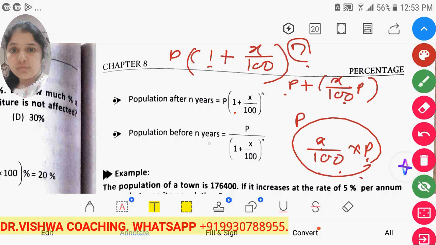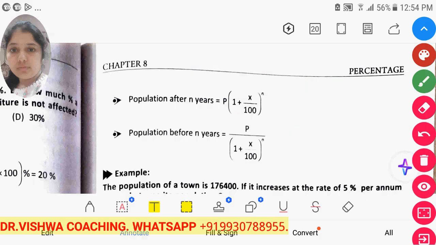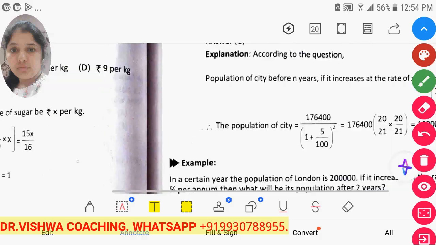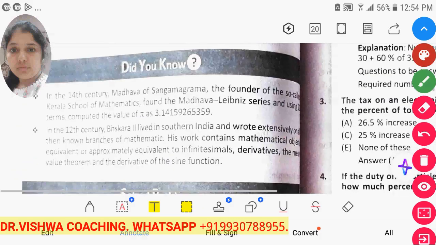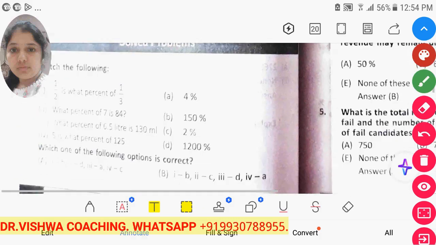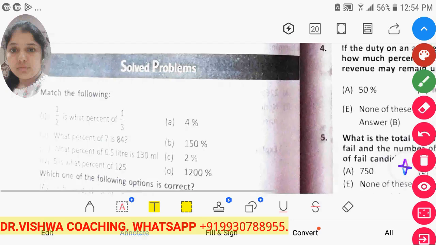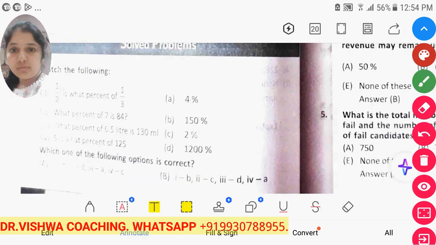Now if the population before some years is asked, then all these things go to the denominator, because we subtract these things, that's why it goes to the denominator. So this is all we had to do before we move to solve the sums. Now we will take some examples from the solved examples, and then we'll move to the practice exercise.